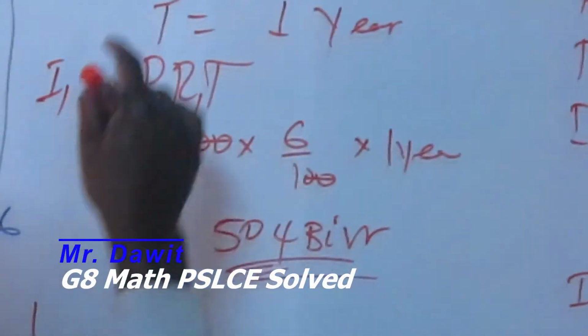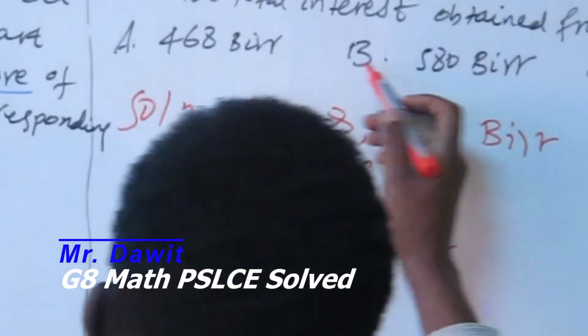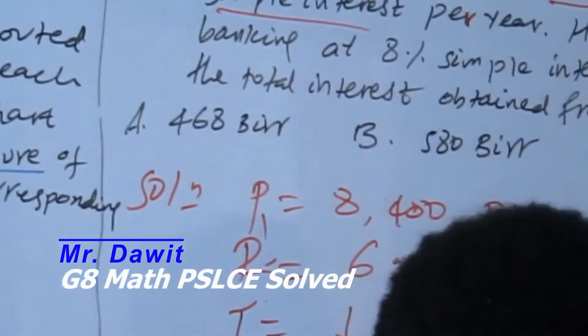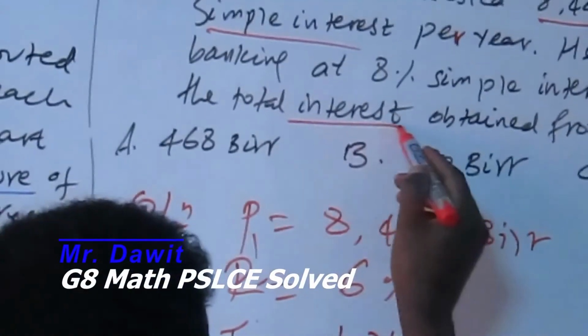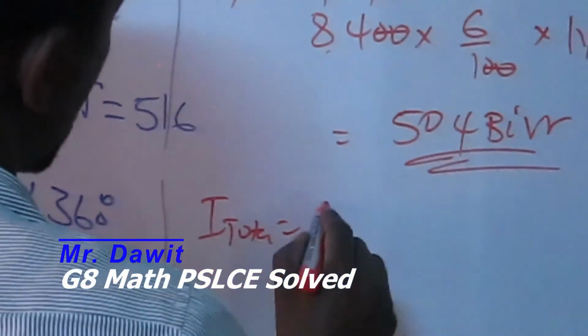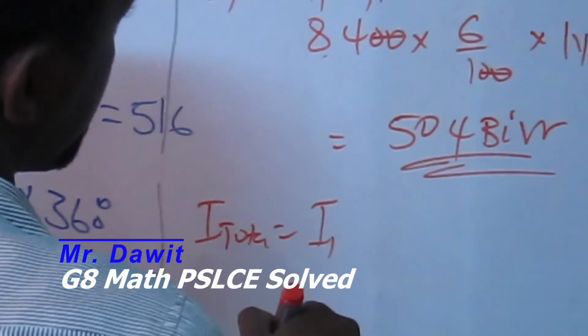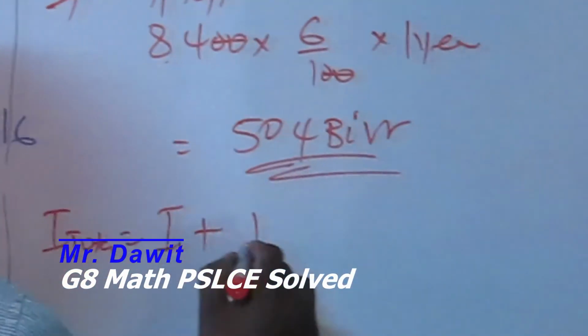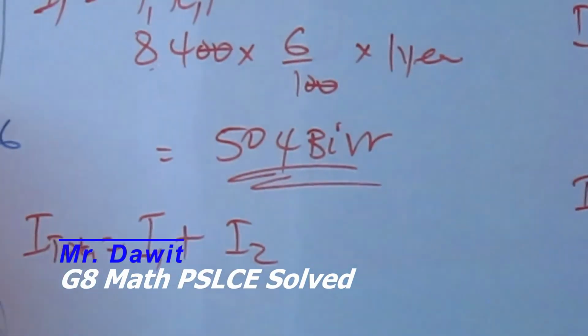Now the question says, what will be the total interest? Okay, so I total is equal to interest on the first investment plus interest on the second investment.